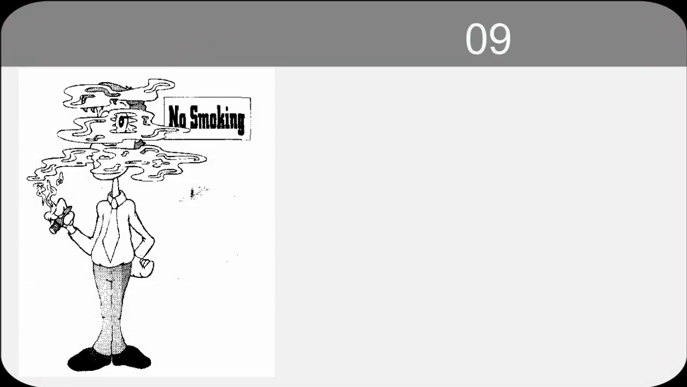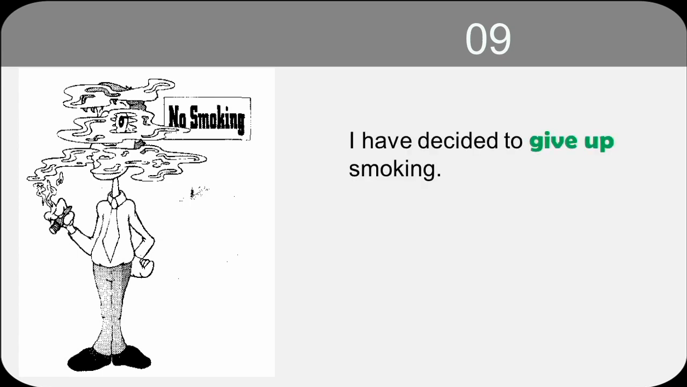The next example is about this picture which says no smoking because it kills. I have decided to give up smoking. So the phrasal verb we have in this sentence is to give up. It is used with the meaning of to stop or to quit a bad habit. It's توقف. توقف عن فعل شيء habit, a habit which is a bad habit.